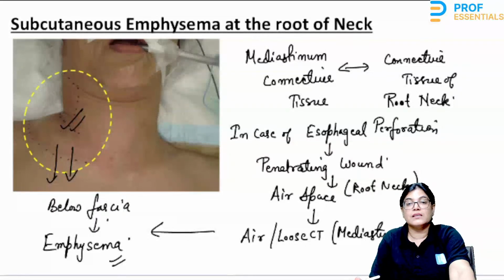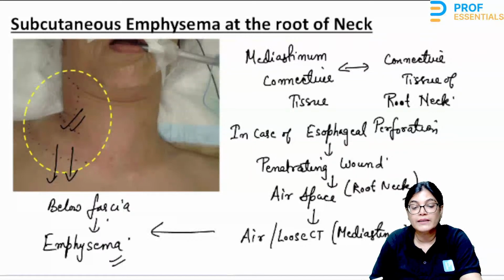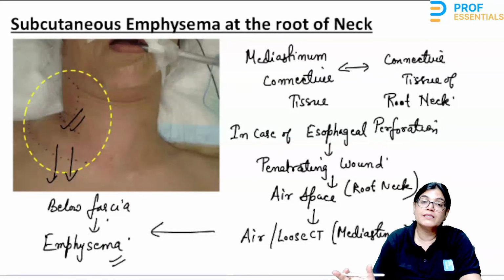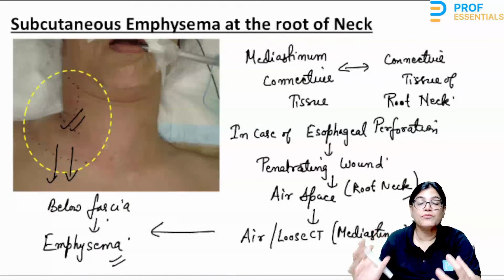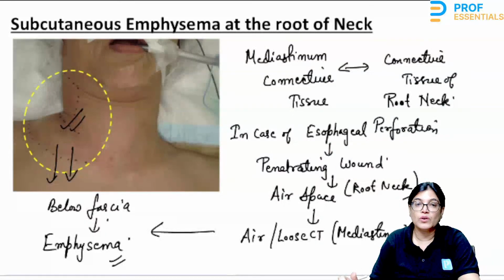So basically this is the case. We know that the structures that make up the mediastinum are embedded in loose connective tissue, and this is continuous with the loose connective tissue of the root of the neck, which forms the anatomical basis for the emphysema formation at the root of the neck.